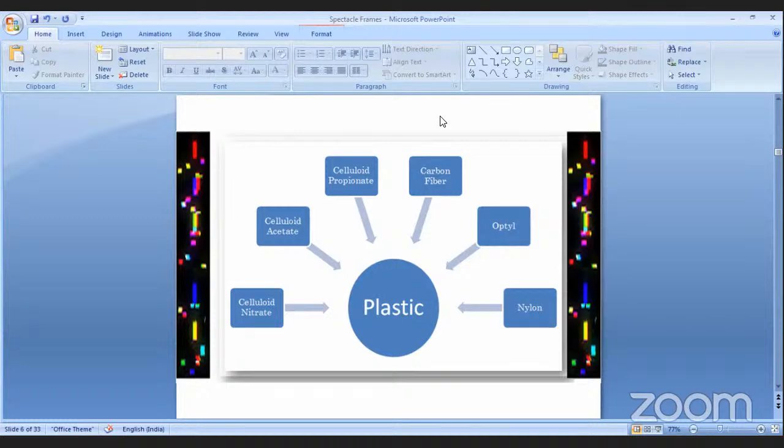Celluloid nitrates are nowadays obsolete. They are out of the industry. Most sheet frames are made of celluloid acetate material. Celluloid acetate is a seed from which the plastic frames are made, whereas celluloid propionate and nylons are used to manufacture the frames using molding technology. Optyl fibers are no more available in the industry.